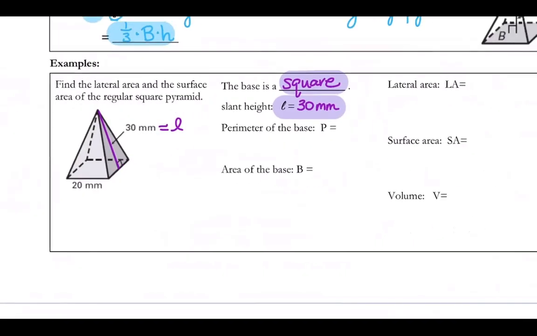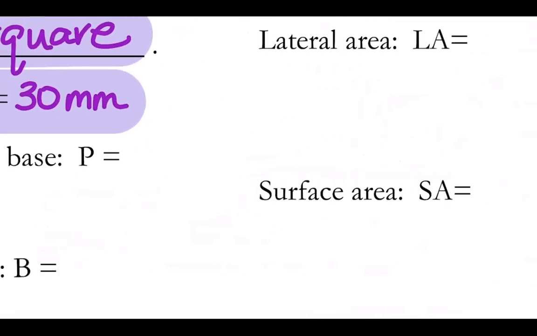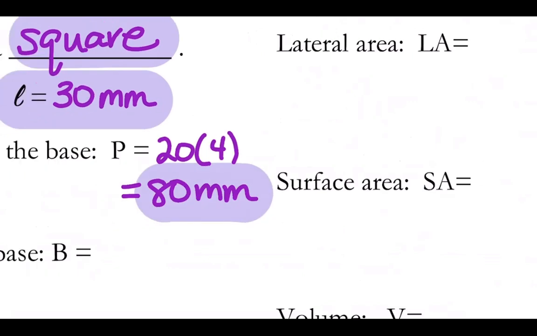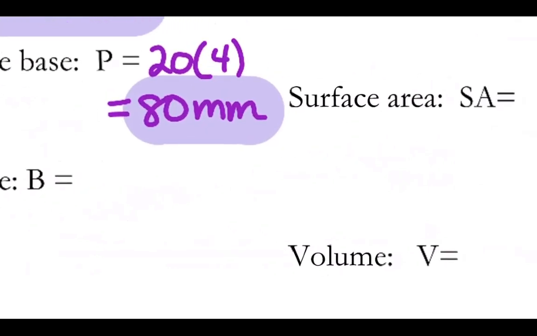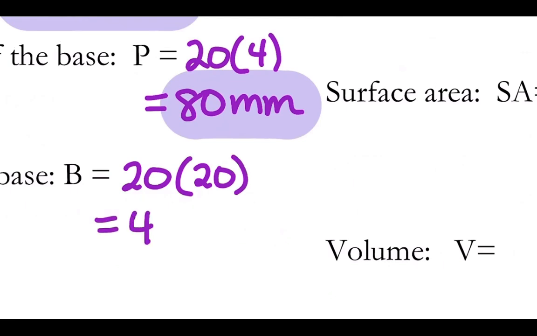Perimeter of the base. Well, it's a square, 20 on each side, 4 sides. So 80 millimeters. Area of the base. Again, it's a square. So side squared, 20 times 20, or length times width, if you want to think of it that way. 400, and this is an area, so that'll be millimeters squared.